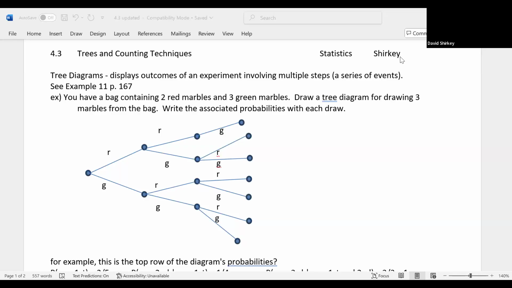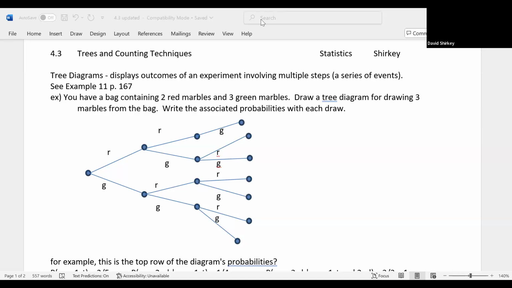Right, the last section of chapter 4 is 4.3, and it's trees and counting techniques. So we're going to be looking at things like factorials and permutations, and to start out, tree diagrams.